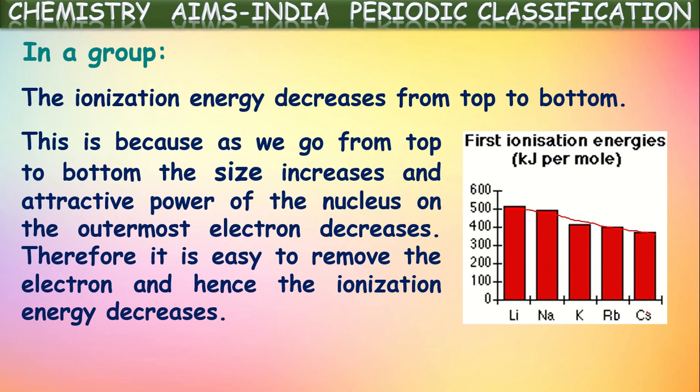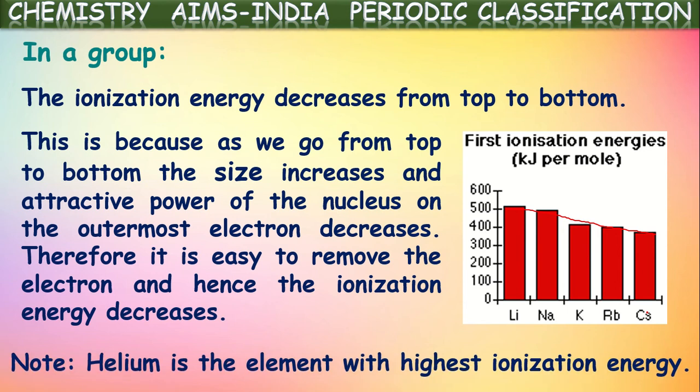So what happens now? By the supply of a minimum amount of energy only, that electron will be ejected out. That we say is less ionization energy. So as the size increases, ionization energy decreases. So in a group size increases, and hence we say from top to bottom in a group ionization potential decreases. Got it?